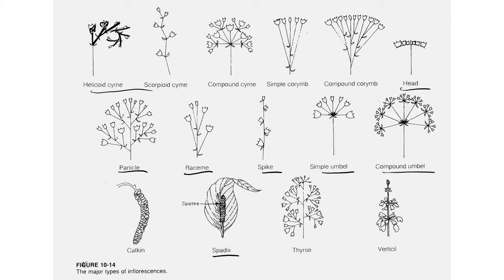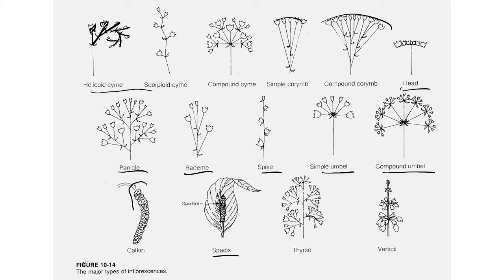For a corymb, you have these flat-topped inflorescences, and then I actually don't know what a thyrse is. Maybe it has to do with having a compound helicoid cyme. I don't know. What's a thyrse? I'll have to look it up.